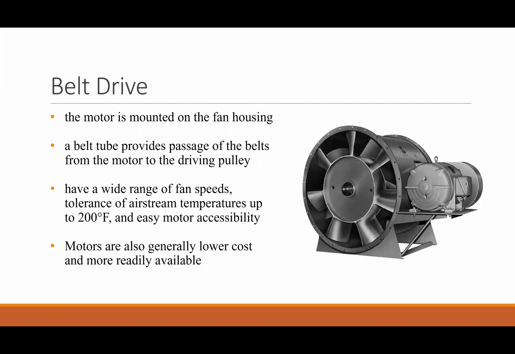Belt-driven fans have the motor mounted on the fan housing out of the airstream. A belt tube provides passage of the belts from the motor to the driving pulley. Belt drive advantages include the wide range of fan speeds available, tolerance of airstream temperatures up to 200 degrees Fahrenheit, and easy motor accessibility. Motors for belt drive units are also generally lower cost and more readily available than those in direct drive vaneaxials.